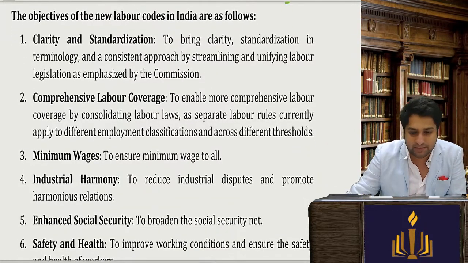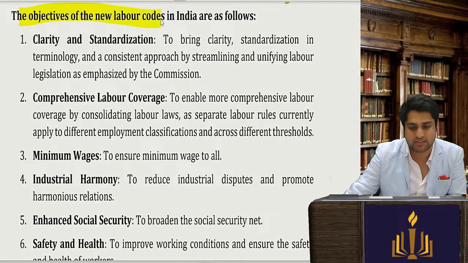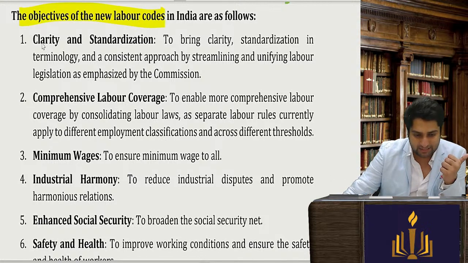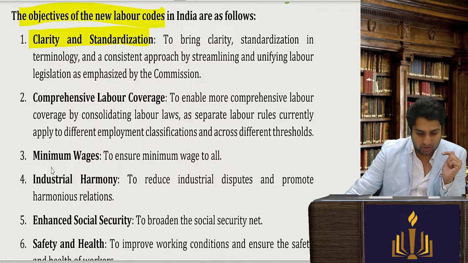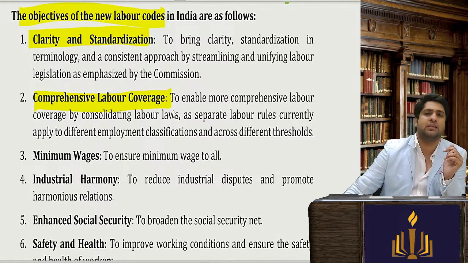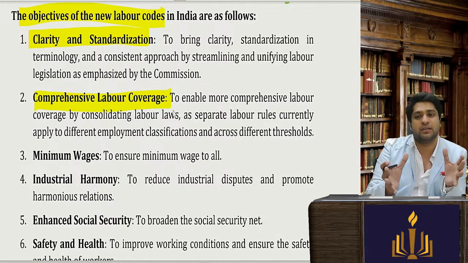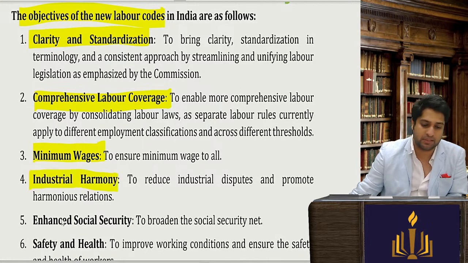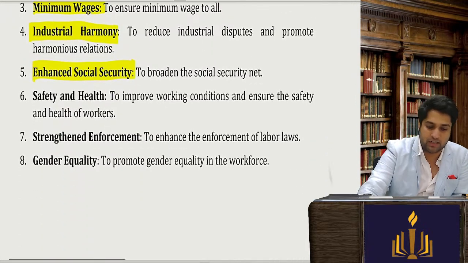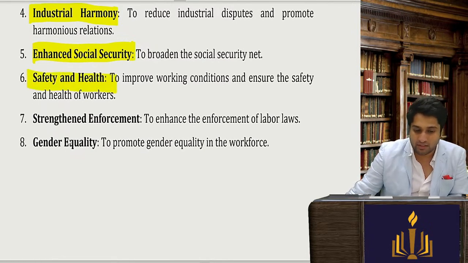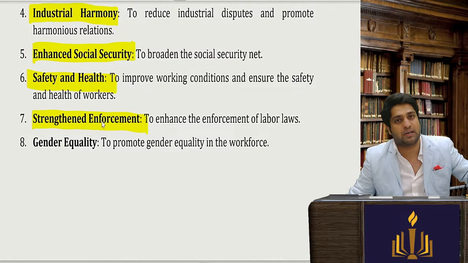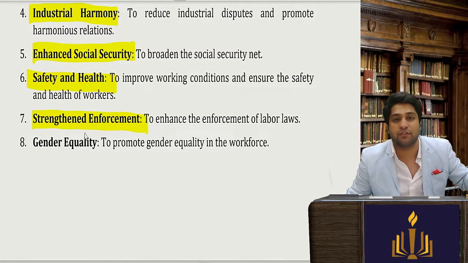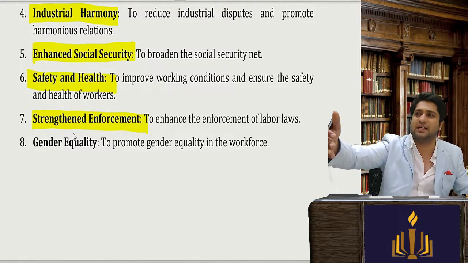So what are the objectives of the labor code? First, the object was to bring in clarity and standardization, to involve technology also, which was not there earlier, and to make a more comprehensive labor coverage by consolidating the various laws. Comprehensive means one in all. To provide for minimum wages, industrial harmony, to enhance social security, to provide health and safety, to ensure proper enforcement, strengthening the enforcement laws. That means whatever benefits are there should be enforced.